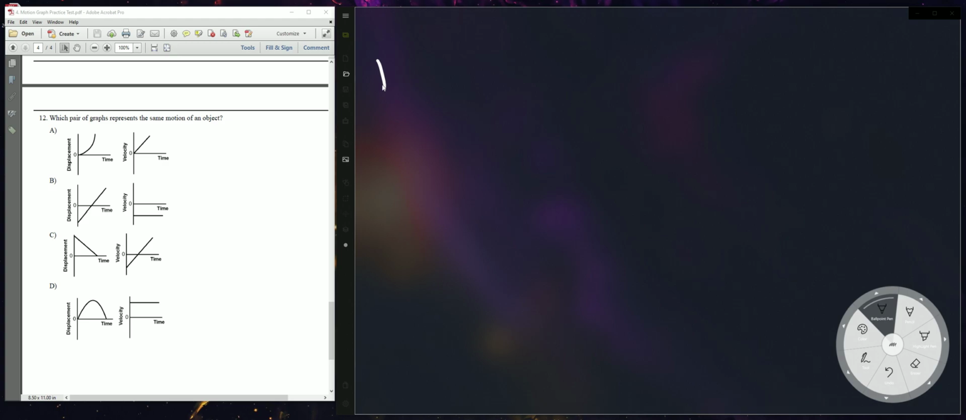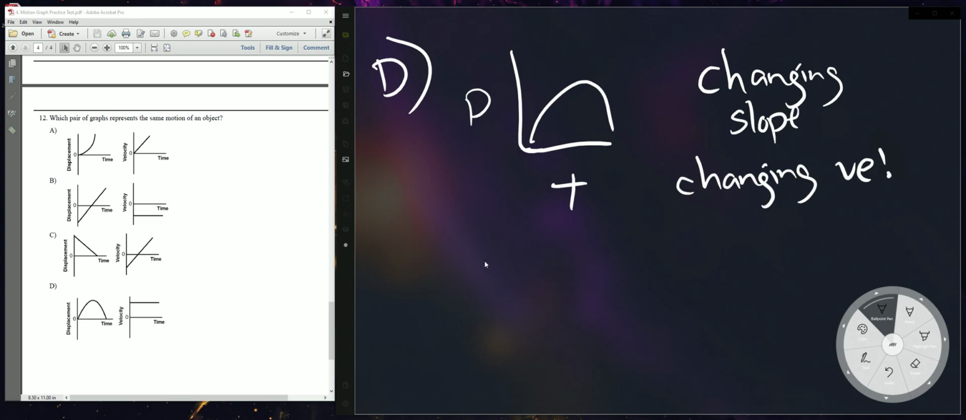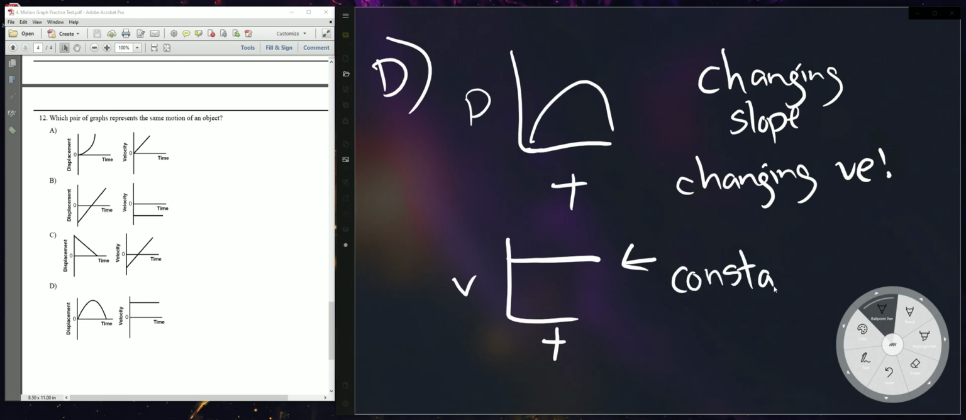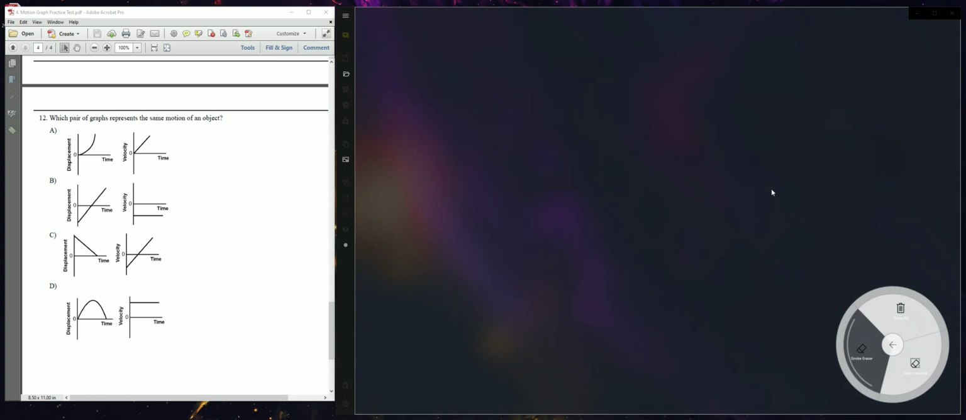Let's look at choice D. An easy way to look at this: changing slope, changing velocity, which means changing velocity. And if you look at your VT graph, you'll see, well, is this a changing velocity? No, this is a constant velocity. And so there's no way this can be true. All right, end the video. Hopefully that didn't take too long.